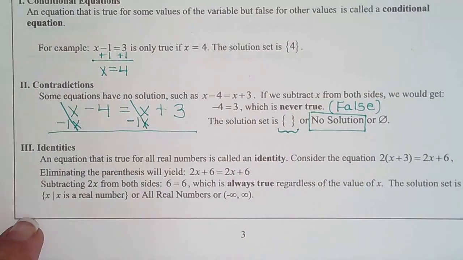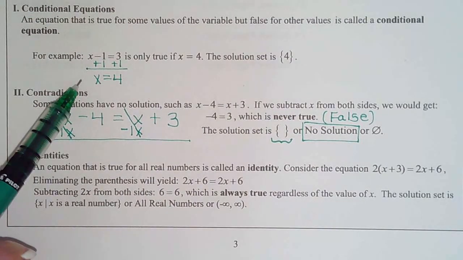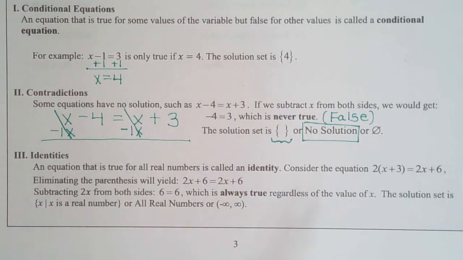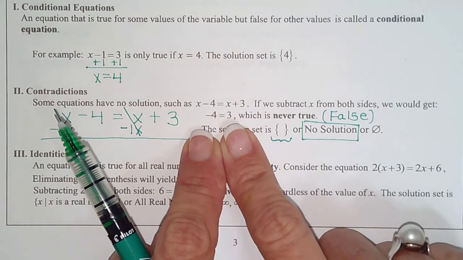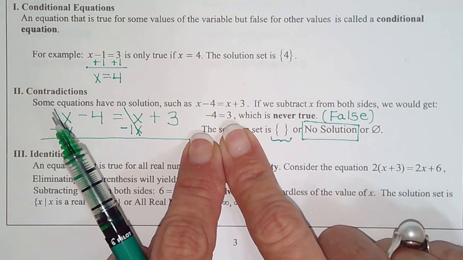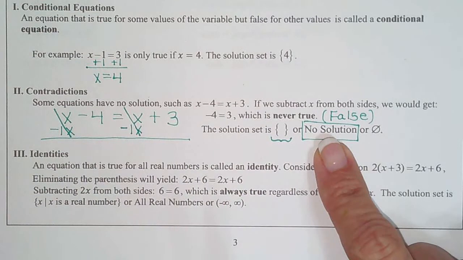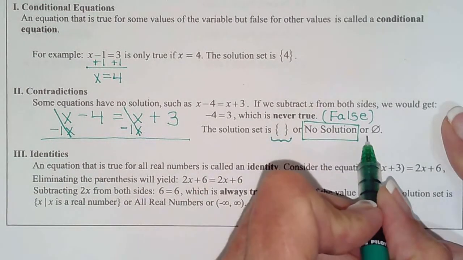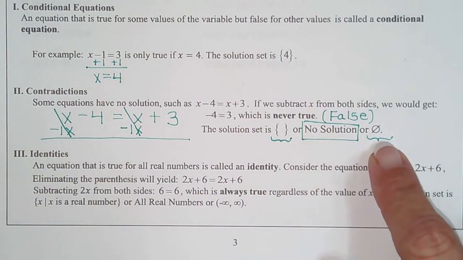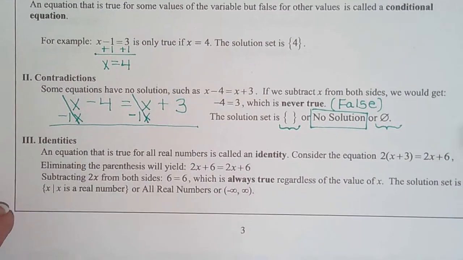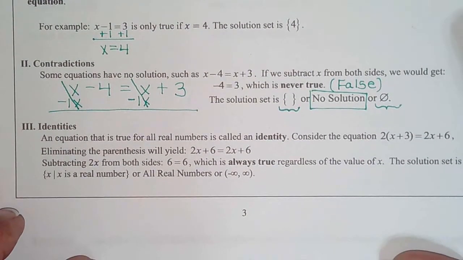Okay, so the type we worked with throughout the whole first 3 pages was conditional. They all had one solution. So if our x's cancel and we get something that's not true, we say, well, that's false. That's never going to be true. We write no solution using one of these 3 symbols. So we can use the empty set symbol, write no solution, or use the no solution symbol.